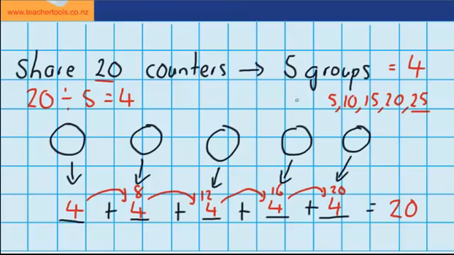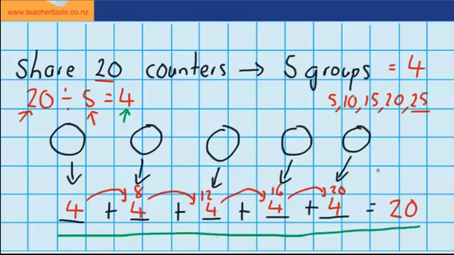Let's have a think about the important things to remember from this lesson. Well, this number here tells you how many things you've got to share out. And this is the number of groups you've got. And what we're working out is how many counters we should put in every group. And to work that out, we've been using repeated addition.